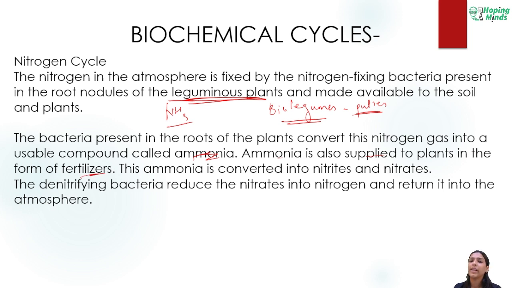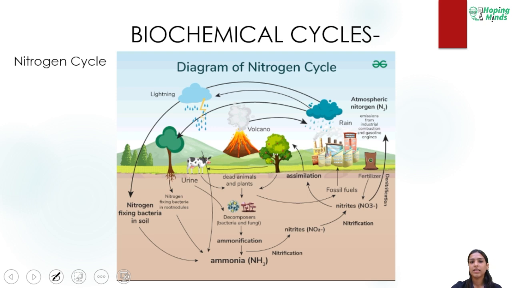It's then converted into nitrites and nitrates. It also happens when lightning strikes, then also nitrites and nitrates are formed. The denitrifying bacteria reduce these nitrates into nitrogen and return it into the atmosphere. This is the cycle. Look over here. It's lightning. Lightning plays an important role in the nitrogen cycle. All of these processes are releasing atmospheric nitrogen.